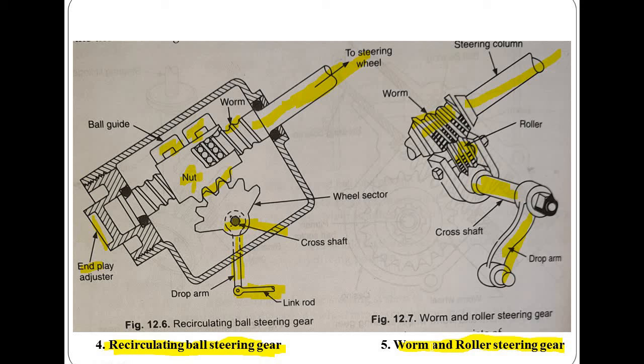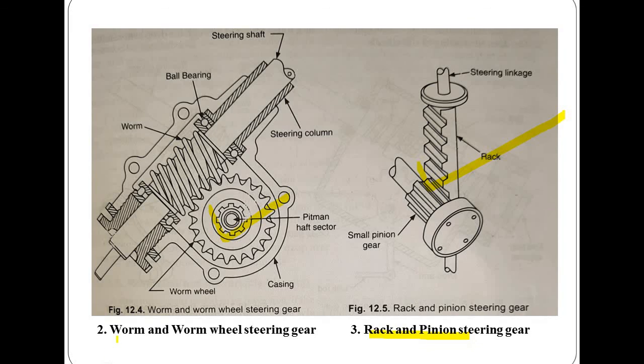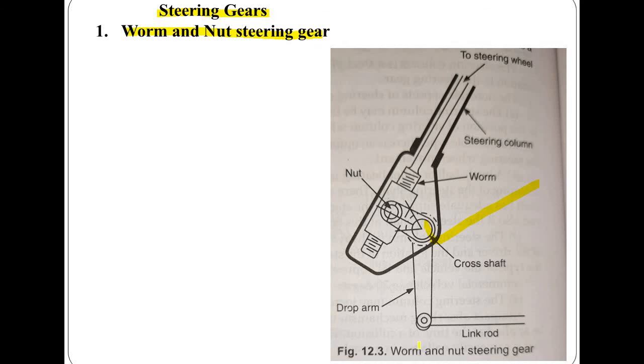In a similar manner, in the worm and roller steering gear, this is the steering column, inside which the steering shaft is present, and that is rotated with the help of the steering wheel. The worm and rollers are here, and through the cross shaft, as it is connected with the drop arm, it transmits the motion to various linkages for successful motion and an efficient steering system. Along with that, we have discussed worm and worm wheel steering gear, rack and pinion steering gear, and worm and nut steering gear in the previous lectures.